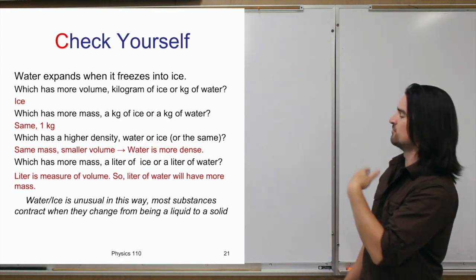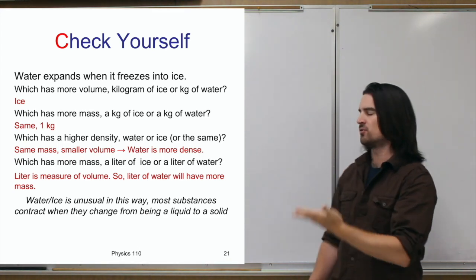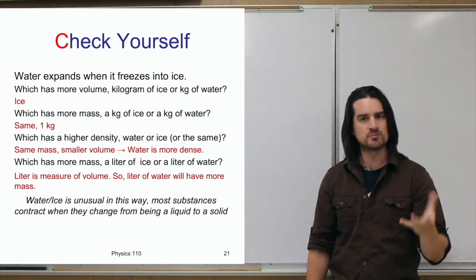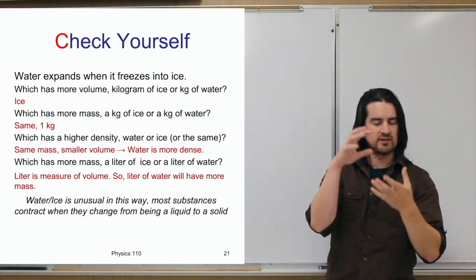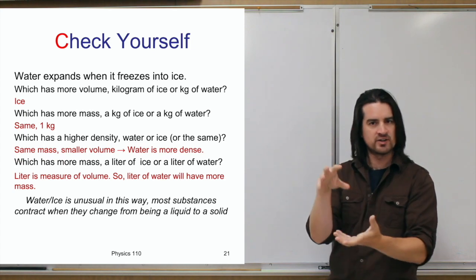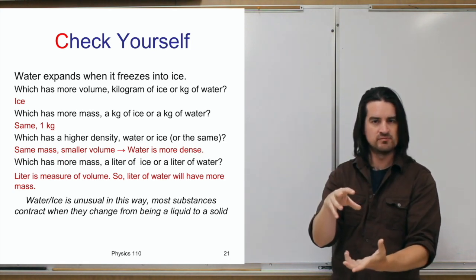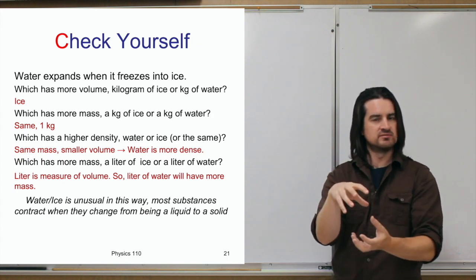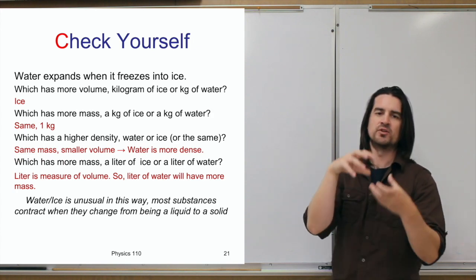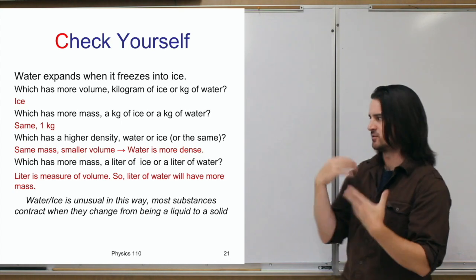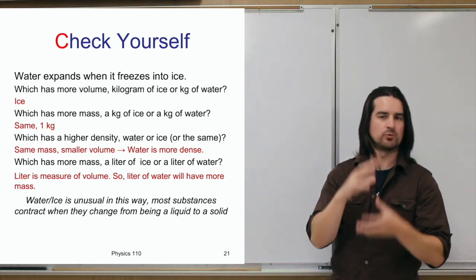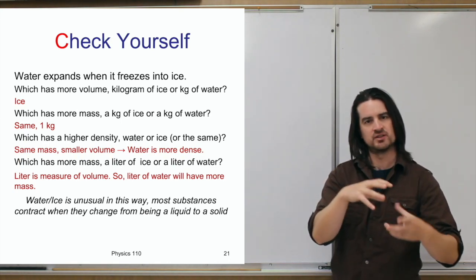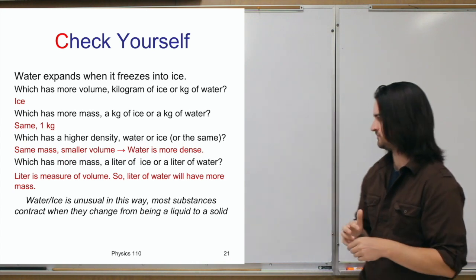Which of these then will have more mass, a liter of ice or a liter of water? And like I said, a liter is a measurement of volume. So if you have the same volume of ice as you do water, we're not talking about the same mass anymore, we're talking about the same volume. The more dense material is going to be the one that weighs more. So, water. The liter of water is actually heavier than a liter of ice.